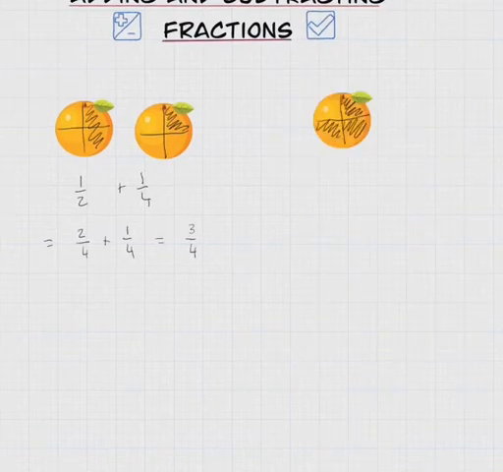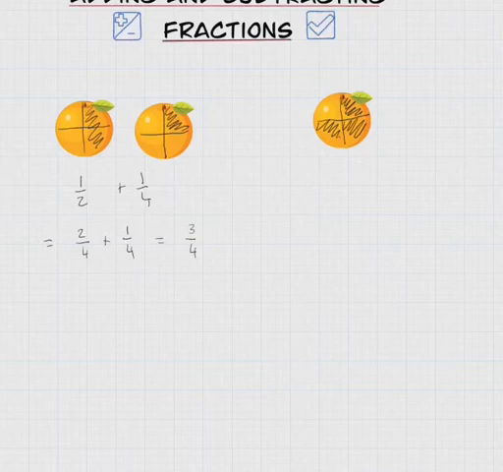Let's look at an example where I have 3/4 of an orange and I want to take away 1/2 of that orange. Okay, so all I need to do is say, well, I've got 3/4 and I want to take away a half. I can't take away that half because I need to have parts that are the same size. So I need to change that half into quarters. So that 1/2 is equal to 2/4.